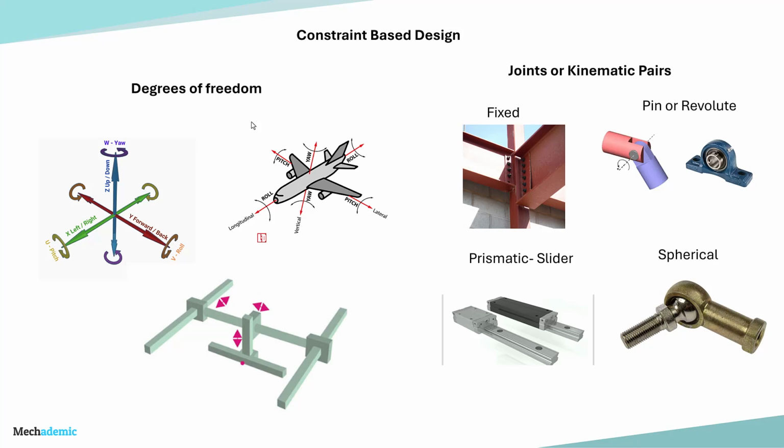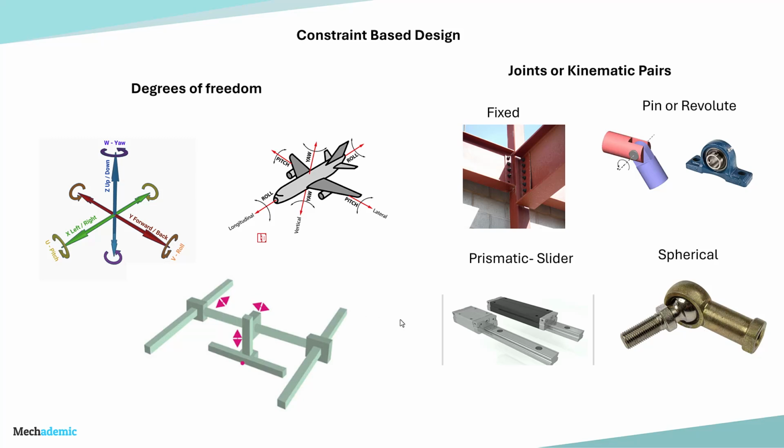For machines, for example, if you take a 3D printer, the 3D printer has a gantry, and the print head can move in X, Y, and Z direction. So there are 3 degrees of freedom. And the joints which allow us to constrain the degrees of freedom are these. These are called kinematic pairs.